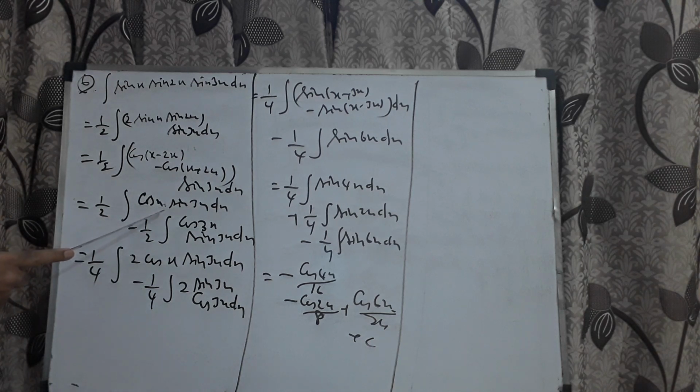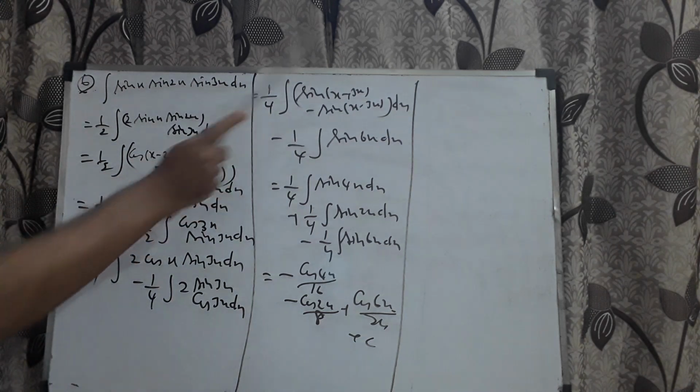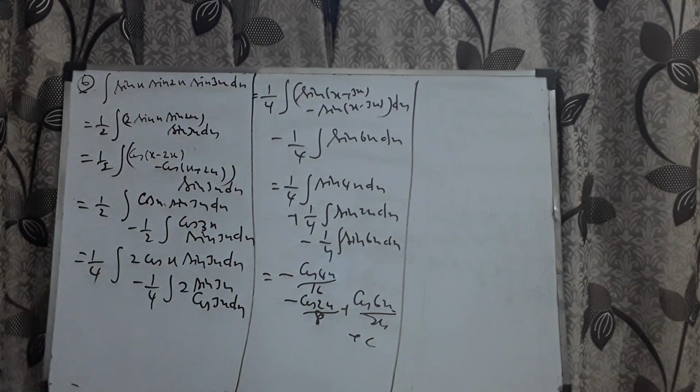I write it as a positive quantity. Multiply and divide by 2 again in both the terms. 1 by 4 integral 2 cos x sin 3x dx minus 1 by 4 integral 2 sin 3x cos 3x dx. But sin(a plus b) minus sin(a minus b) is 2 cos a sin b.